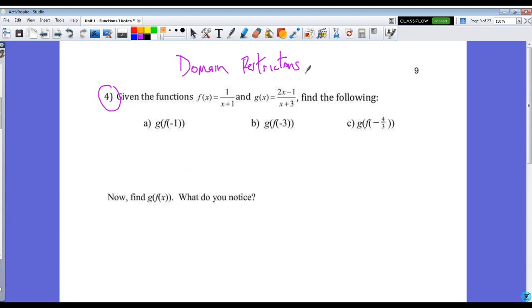So come up with a hypothesis first. Maybe before you even plug these in, I think that's what I'd like you to do. So what do you think is going to happen before you evaluate those? Take a little guess. If I put in -1, if I put in -3, if I put in -4/3, does anything stick out to you? What do you expect to happen? All right, then I want you to actually find those numbers. So what is g of f of -1? What is g of f of -3? What is g of f of -4/3?